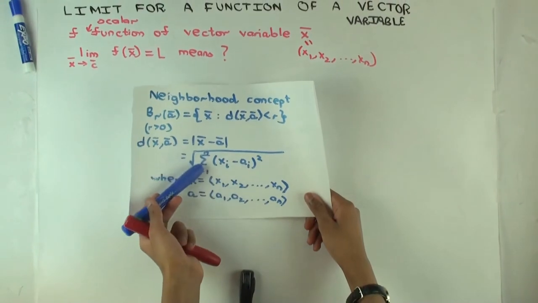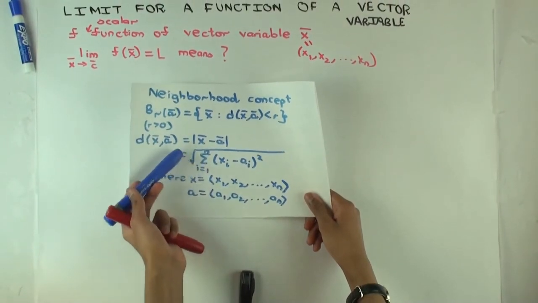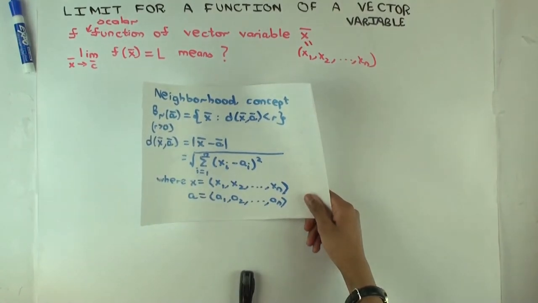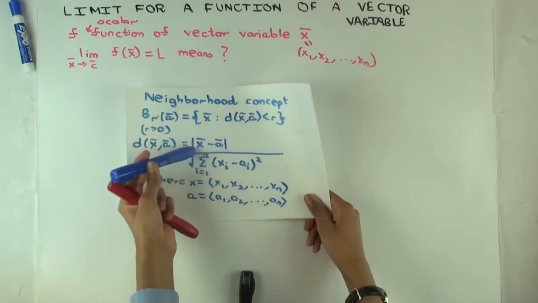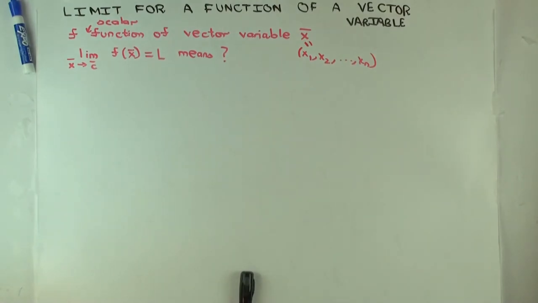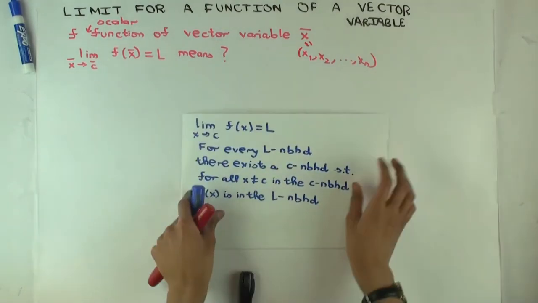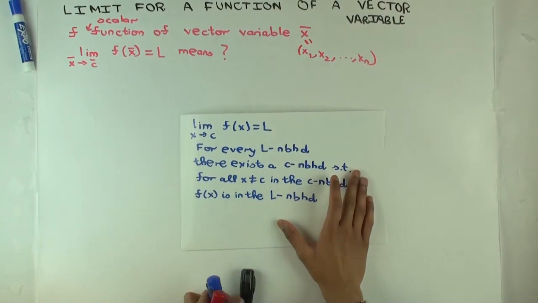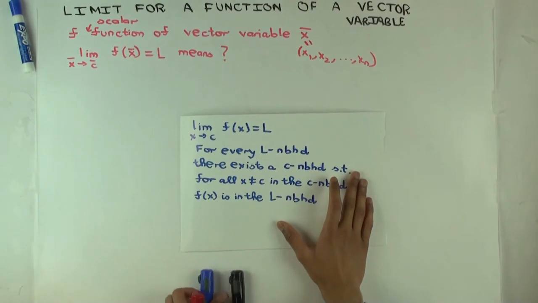I won't actually use the formula. And actually, it turns out that there are other distance notions you can use, which will give the same definition of limit. But I'll just take this one, and I'll just use this notation. So, getting back here, for every L neighborhood, how would you specify an L neighborhood? What do you need to specify? Radius. The radius, we'll call that epsilon.